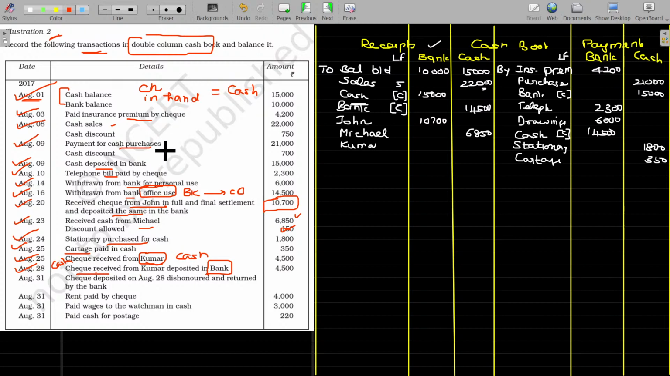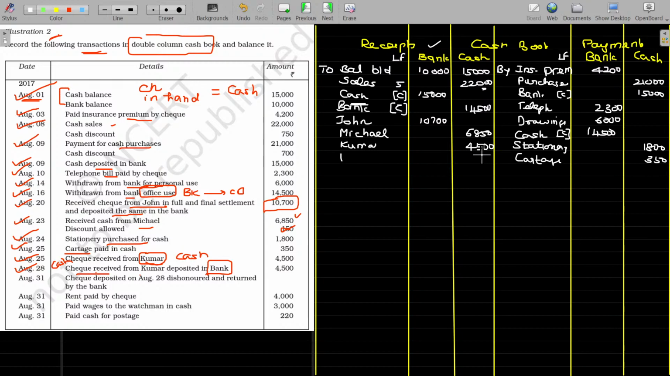So on 25th, we have received the check but not immediately deposited. So the check in your hand can be equated with the cash. So I am assuming this being cash. So the entry being, we are receiving the cash. So in receipt side, Kumar account, the value being 4,500 posted in the cash box.